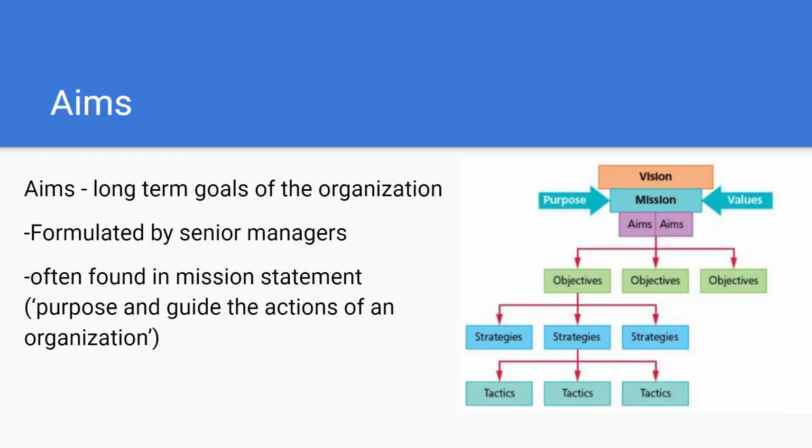Aims are pretty connected with the mission statement. Aims are long-term goals of the organization, and they are usually formulated by senior managers. The purpose of an aim is to guide the actions of an organization so that it achieves its mission statement, or what they want to be.